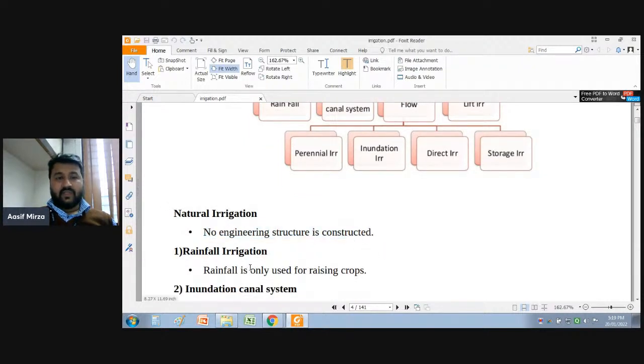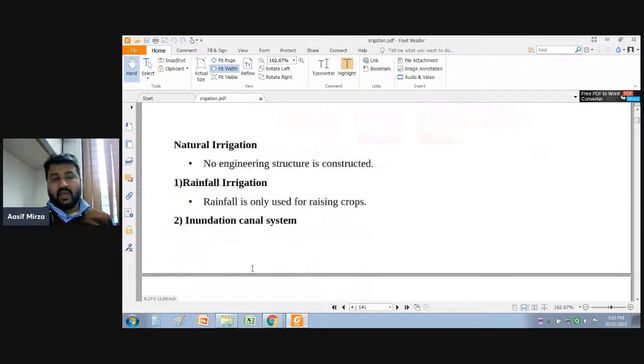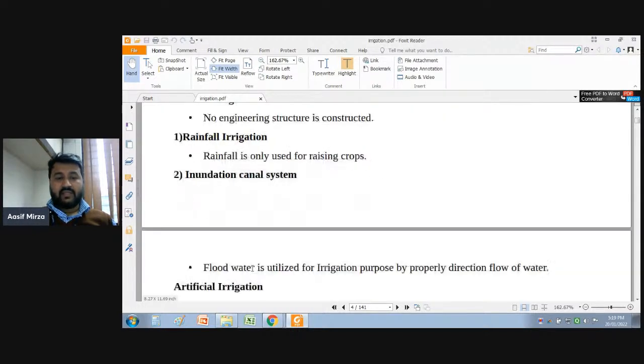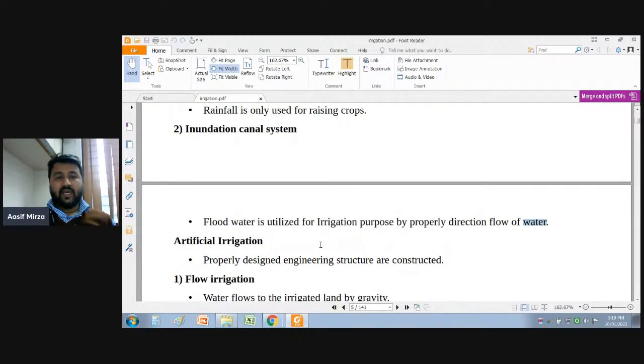Now, first one is the rainfall irrigation, in which the rainfall is only used for raising the crops, and in inundation canal system, flood water is utilized for irrigation purpose by properly directing the flow of water. So when there is excess rainfall somewhere, we have to use a proper channel, and we have to direct that flooded water to the area where the water is very less. Okay, so this is the inundation canal system.